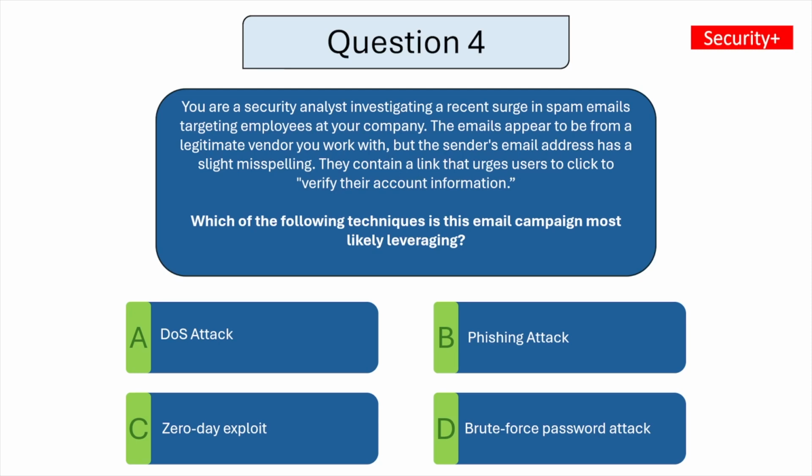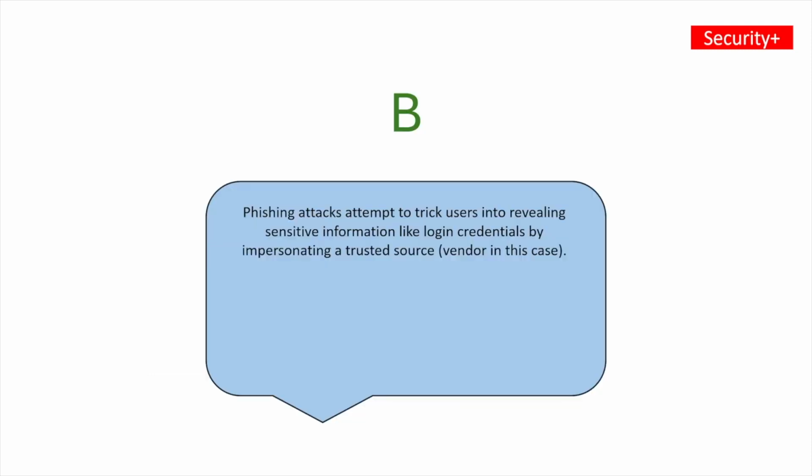Okay, so it's a pretty easy one here. So emails that appear to be legit but have misspelling and a sense of urgency, things like that within the email, to click a link or verify their account information, is going to be a phishing attack. So I'm going to go with B here. Phishing attacks attempt to trick users into revealing sensitive information like login credentials by impersonating a trusted source, which is the vendor in this case.